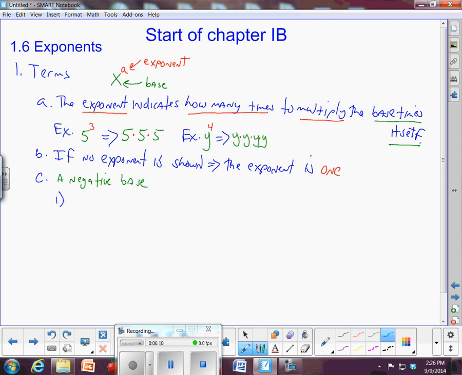So number 1, an even exponent. Okay, so let's do some examples and then I think you'll see how this happens. So an even exponent.